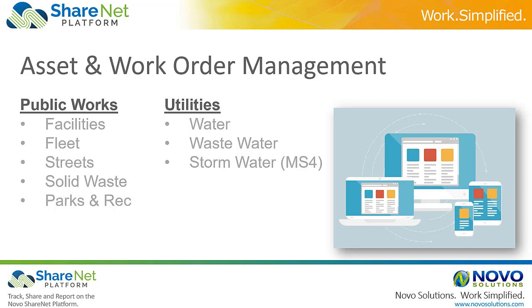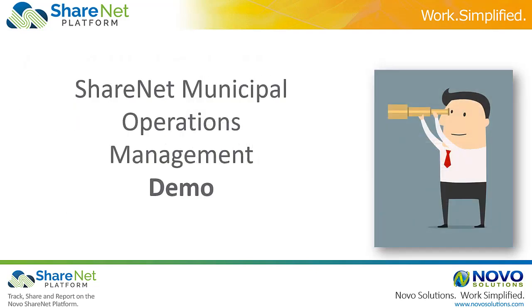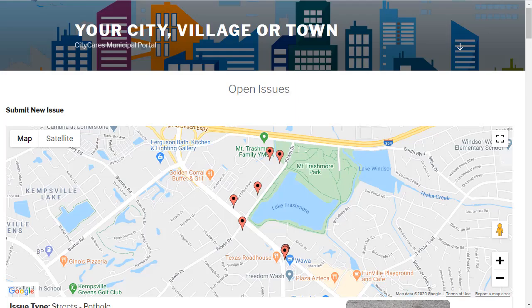When we're looking at asset and work order management, we're really talking about all the public works and utilities related departments, whether it's facilities, fleet, streets, solid waste, parks and rec, water, wastewater, stormwater, and others. We've designed ShareNet to be a really flexible web and mobile system that can address all these different departments. There's a permission model, we'll look at that, where you can segment out different departments, basically having their own little system. All right, well, let's go ahead and jump into a demo.